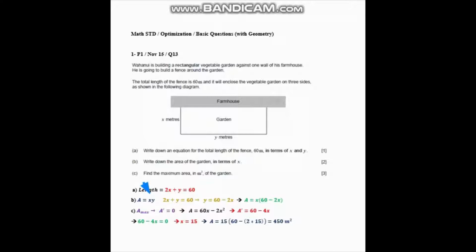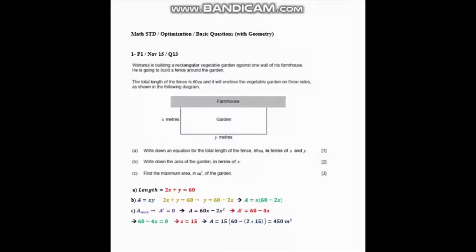So A equals x times y, hence A equals x times 60 minus 2x. I've removed the y and inserted 60 minus 2x, which is the equivalent of y. So this is the expression I have for A.